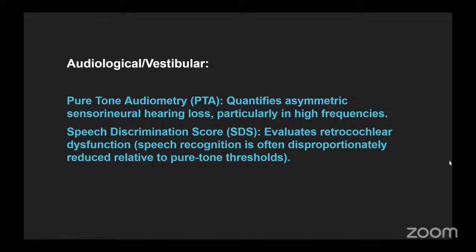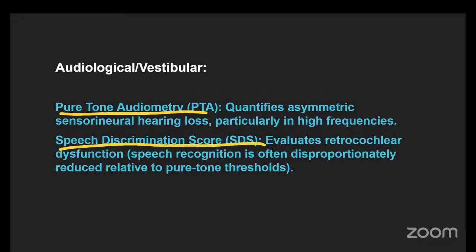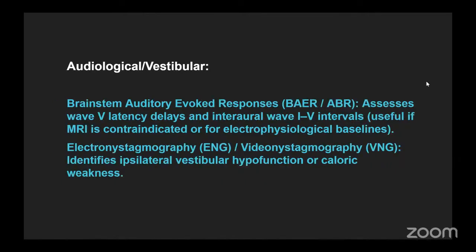When we move to the audiological and vestibular section, we have PTA, the pure tone audiometry, and we have the speech discrimination score. We will take a lot of time in discussing this, but let's just go through the names first. Patient is going to have this ENT evaluation, getting PTA done, then the speech discrimination score, then they will need BERA or ABR if your institute has the facility, and the ENG or VNG.